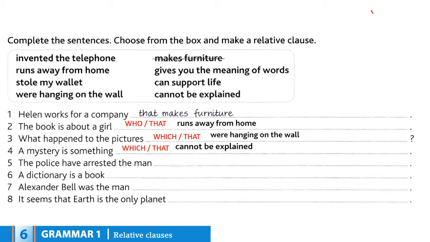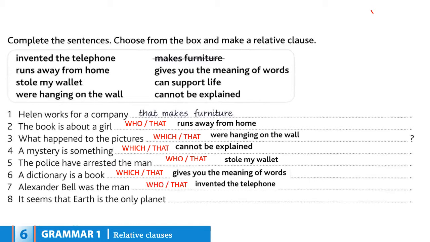Number 5. The police have arrested the man who stole my wallet. Me robó la cartera. Number 6. A dictionary is a book which gives you the meaning of words. Number 7. Alexander Bell was the man who invented the telephone. And the last one, number 8. It seems that Earth is the only planet which can support life.